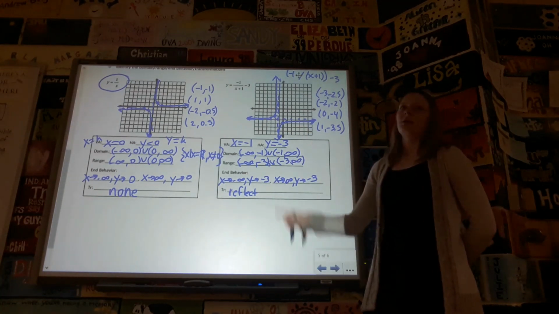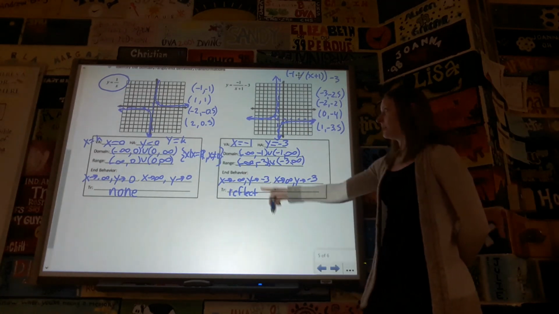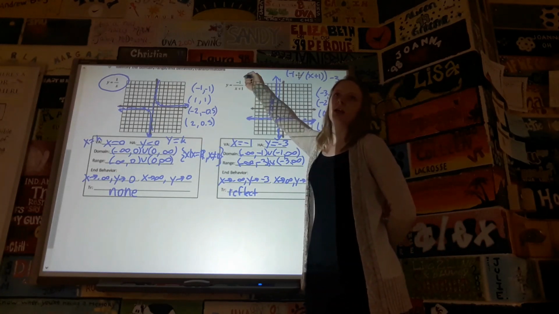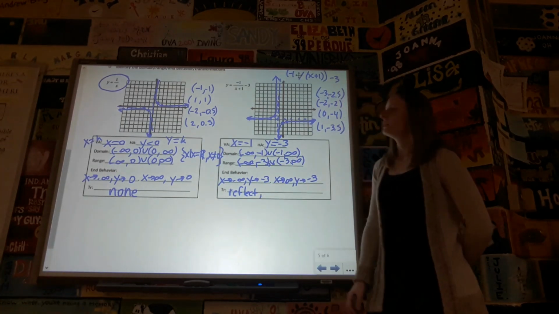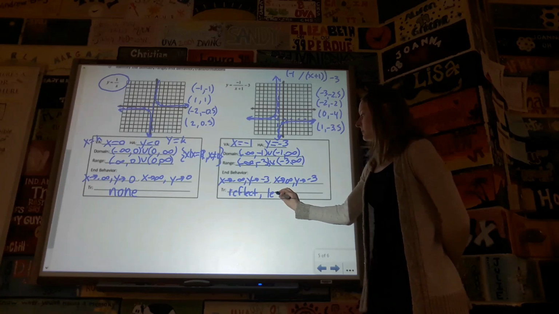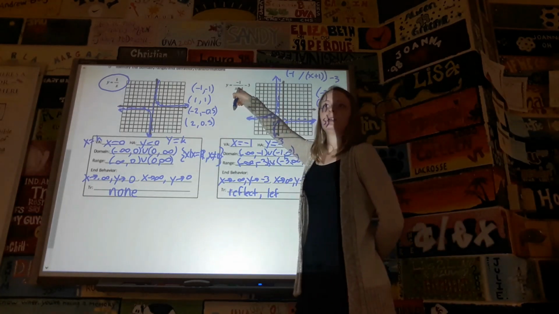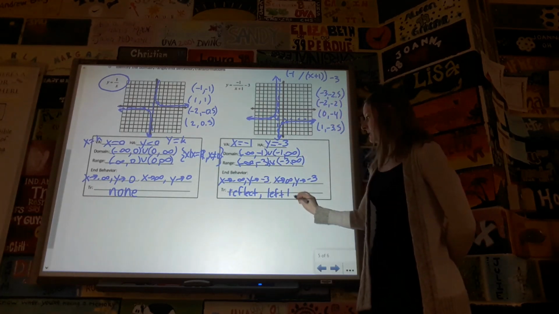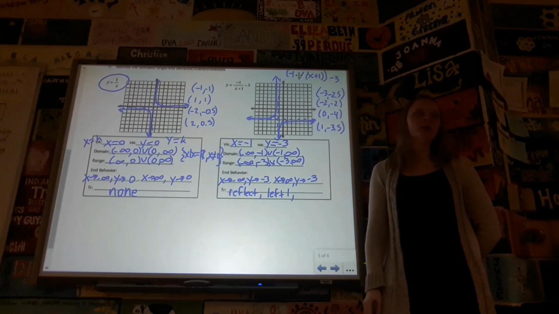If it's in 2 and 4, there is a reflection. Okay, so this was, and also you can see because it's negative. The negative is a reflection. What else? It went left 1 because remember the H, think opposite of what you would normally expect. So I went left 1, and then what does the -3 do?